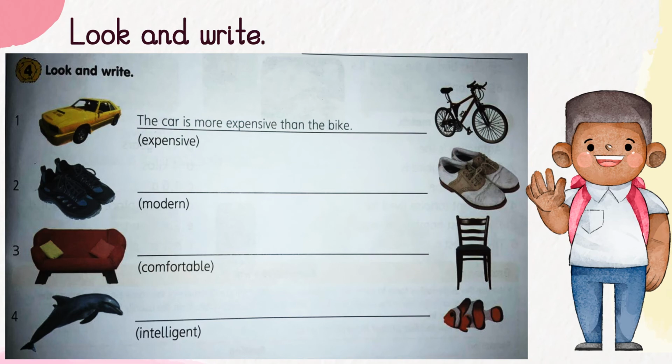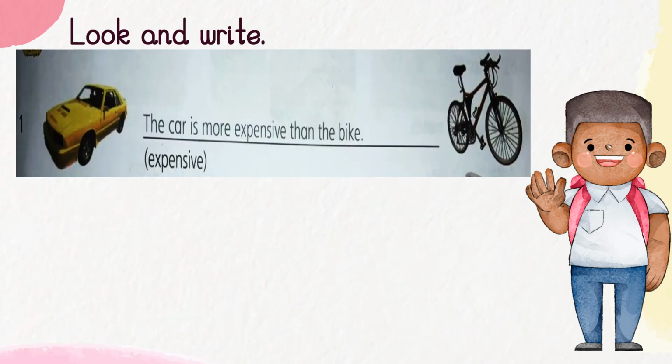Alright, now we move on to last one. Also, 4 questions over here. We have expensive, mahal, 很贵. Modern, 新潮的, lebih modern. Comfortable, selesa, 舒服舒适. Intelligent, 有智慧, pandai, 比较 pandai. Now we go to first question.